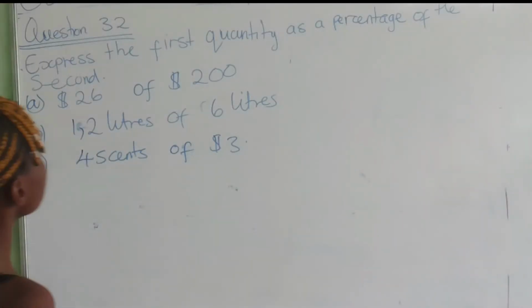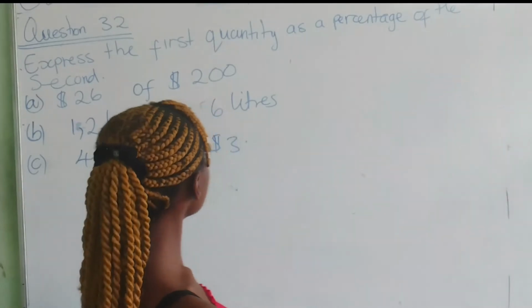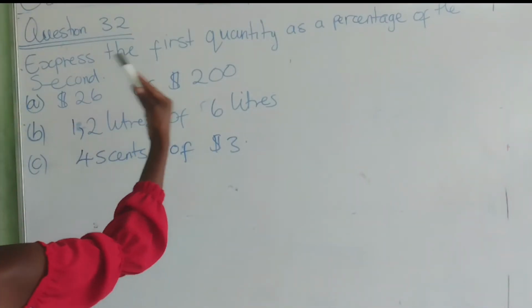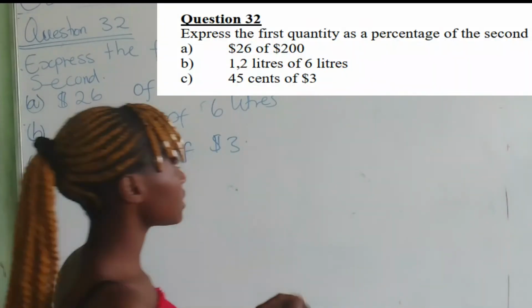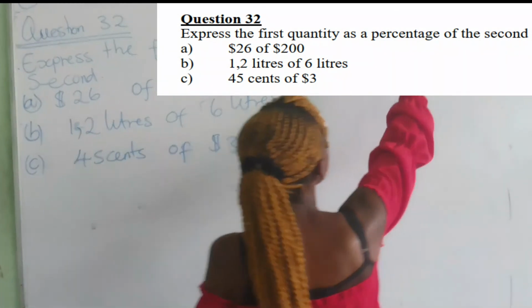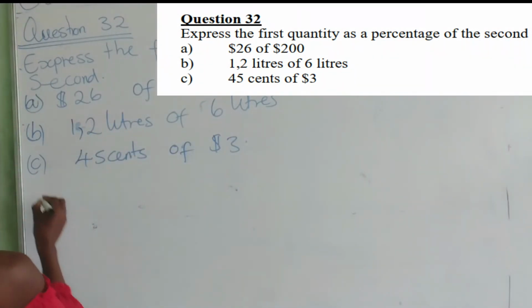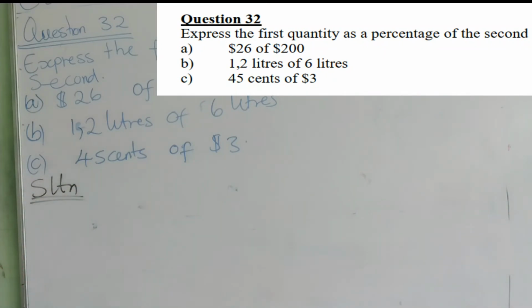Simple reads, express the first quantity as a percentage of the second. Express the first quantity as a percentage of the second. So we're going to say solution. We're going to write our solution. Okay?